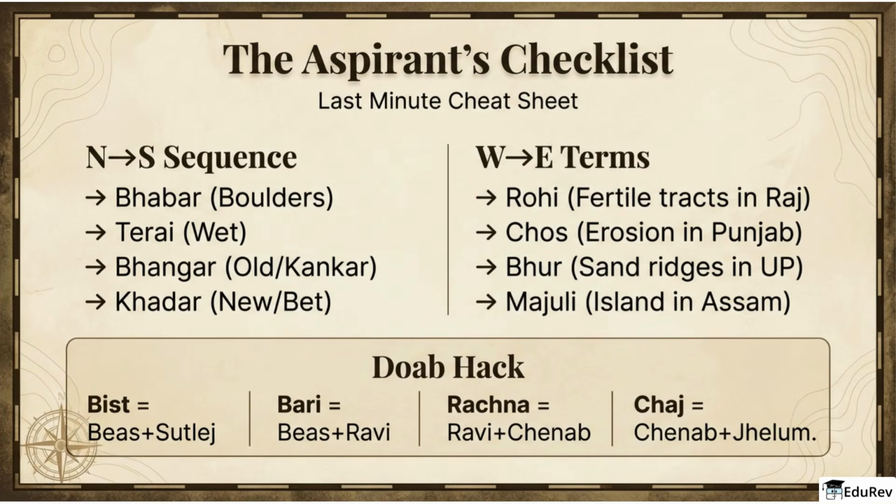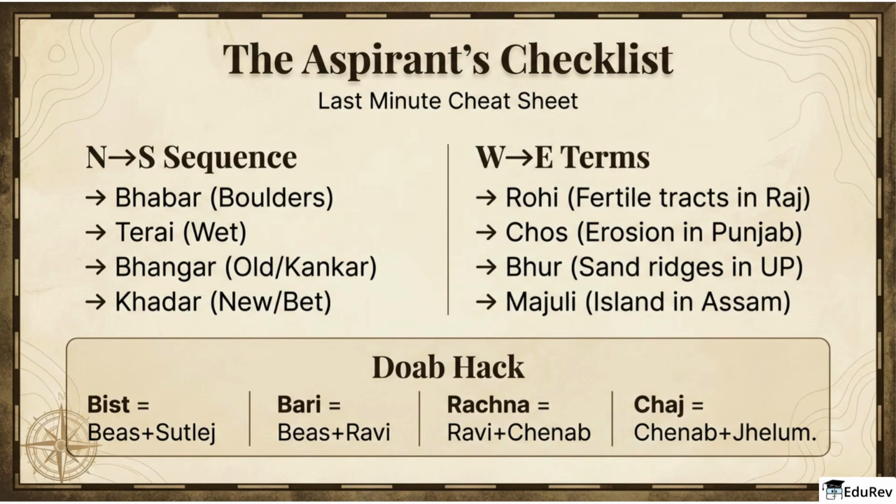Now consolidate with the last-minute cheat sheet. The aspirant's checklist. North to south sequence. Bhabar, boulders. Terai, wet. Bhangar, old with kankar. Khadar, new, also called bet. West to east terms. Rohi, fertile tracts in Rajasthan. Chos, erosion in Punjab. Bhoor, sand ridges in Uttar Pradesh.